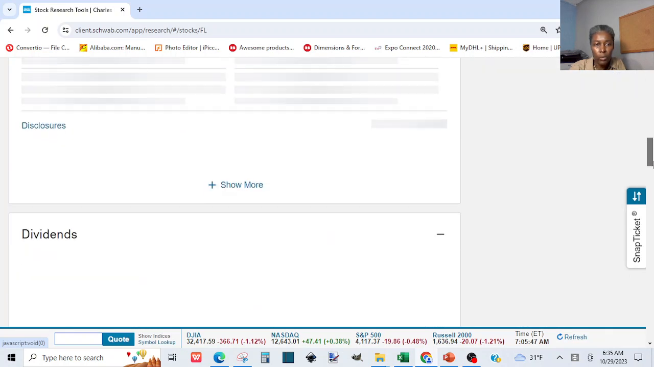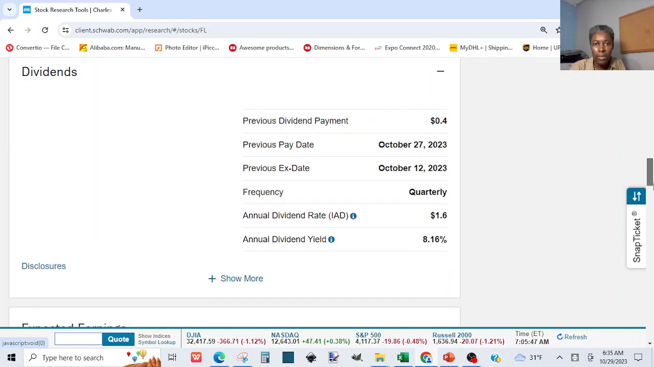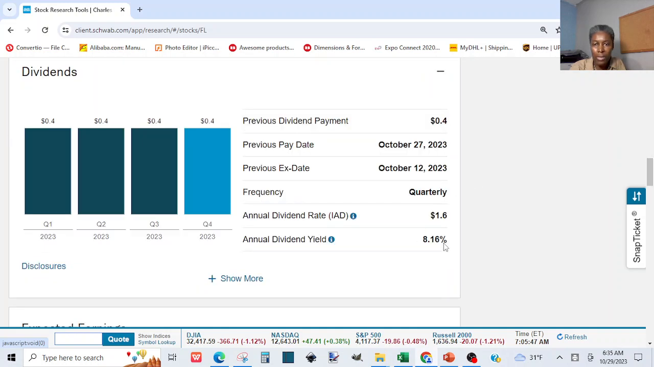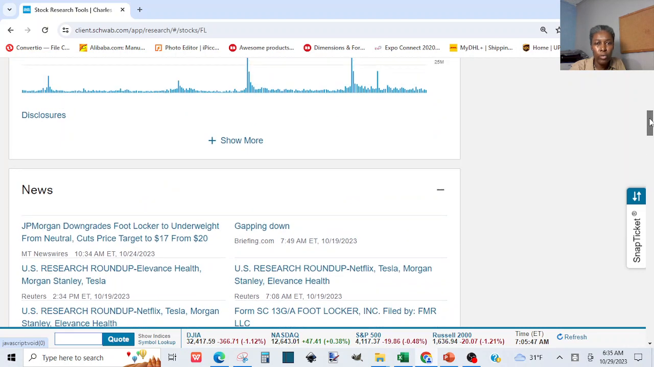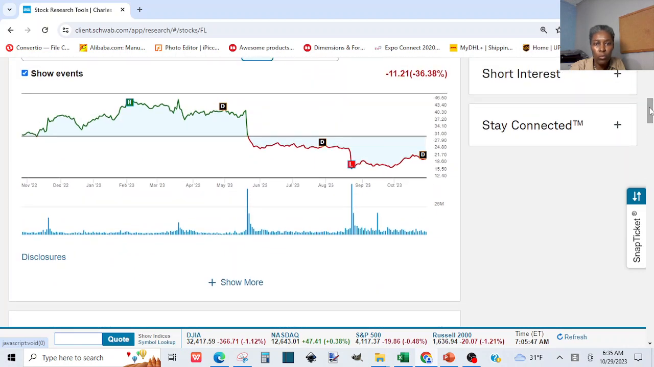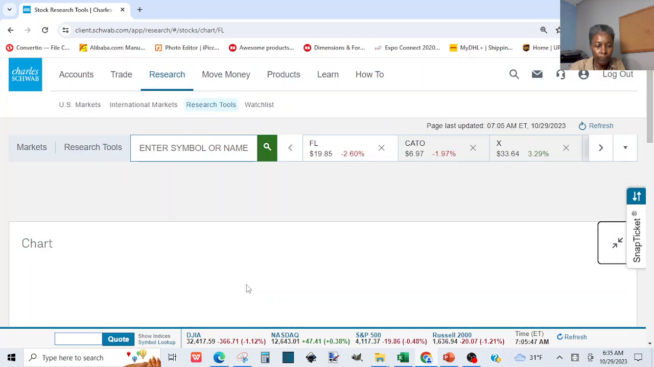And you will go to the dividend, and under dividend, 8.16%, and it is paying in the first month of the quarter. Okay, so now you'll record those to your spreadsheet, and then you'll go to the chart and you'll click on show more.